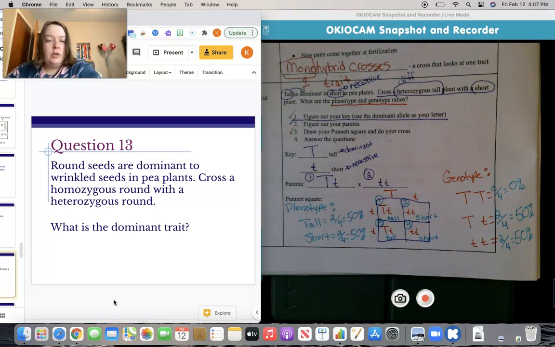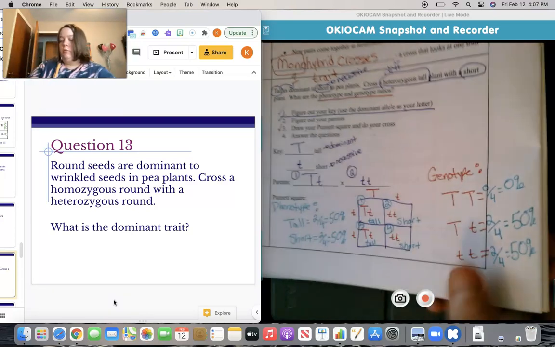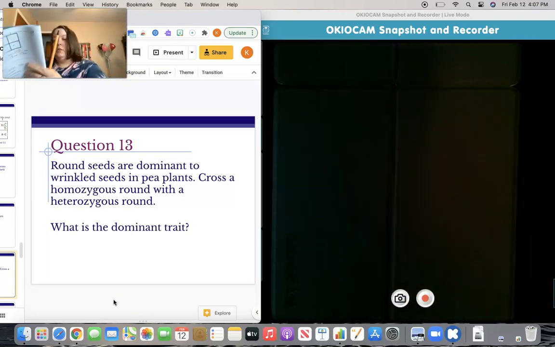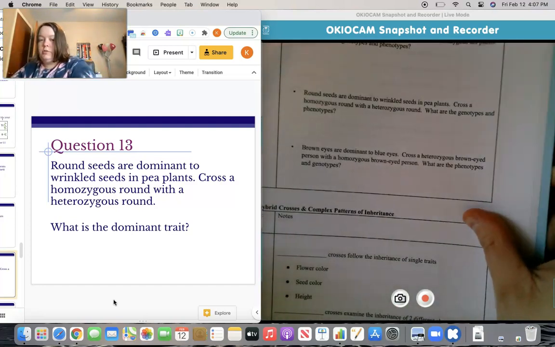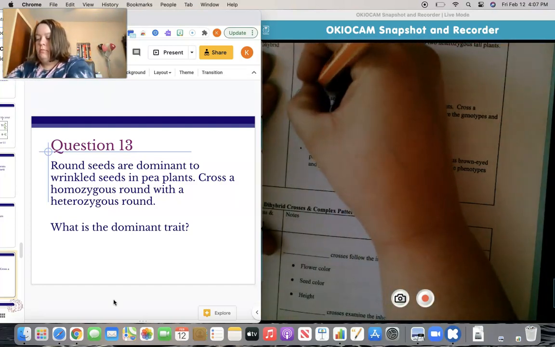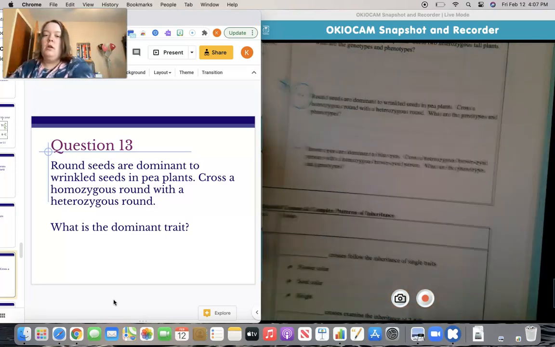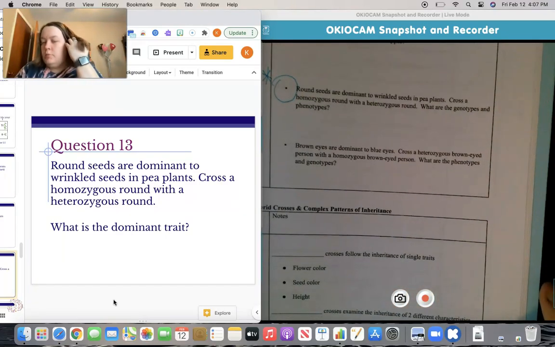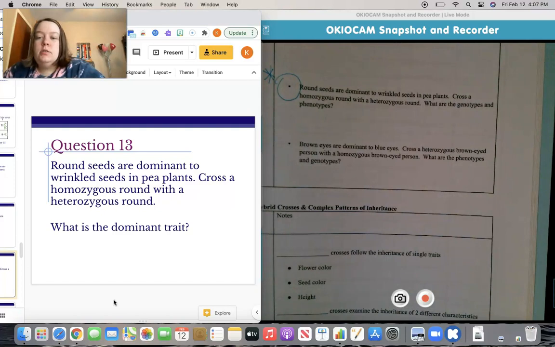Now, our last few questions are going to ask you to go through your own problem. Specifically, I chose problem number 2 on the back. The problem reads, round seeds are dominant to wrinkled seeds in pea plants. Cross a homozygous round with a heterozygous round. What are the genotypes and phenotypes?